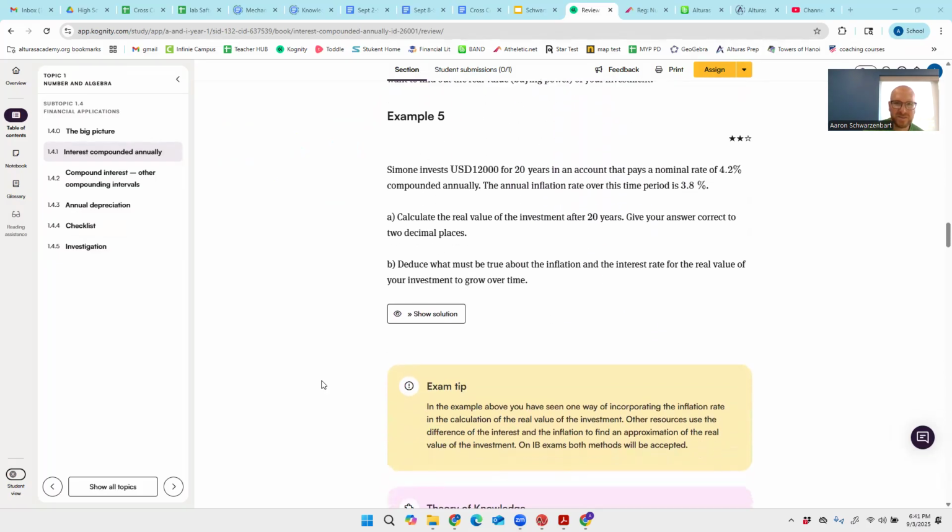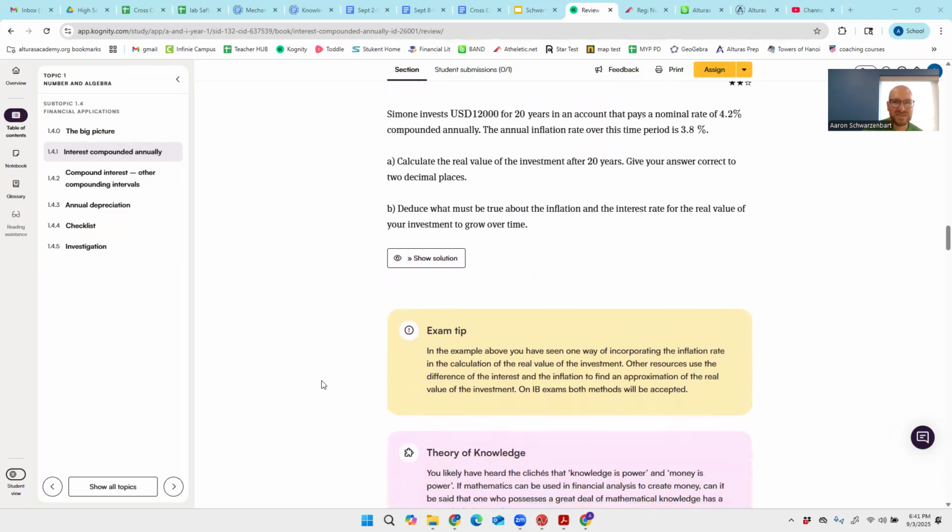Okay? So Simone invests $12,000 for 20 years in an account that pays 4.2% interest compounded annually. The inflation rate over that period is 3.8%. Calculate the real value of the investment. This is where it gets a little bit more tricky. So the first thing we need to do is simply calculate how much money she has after those 20 years.